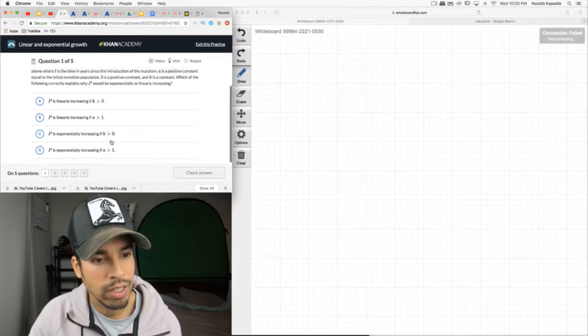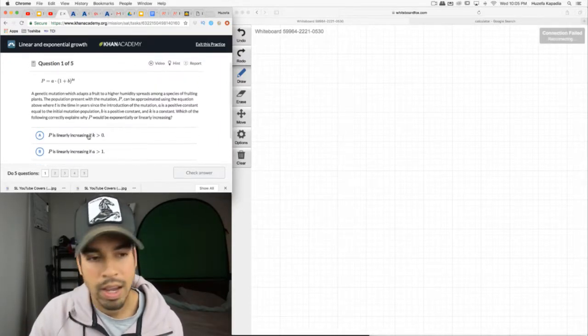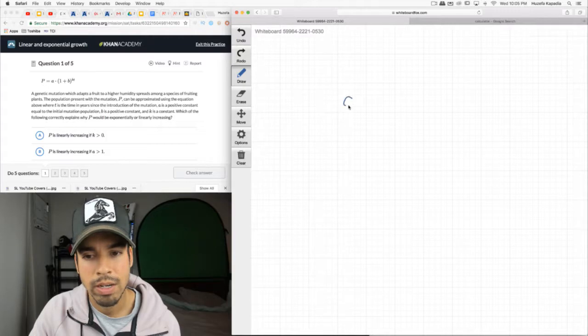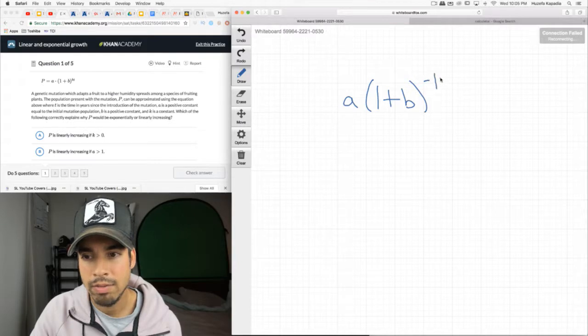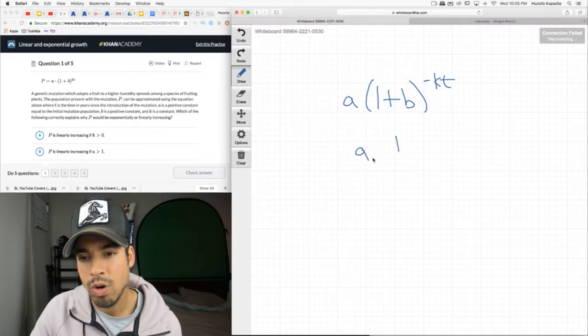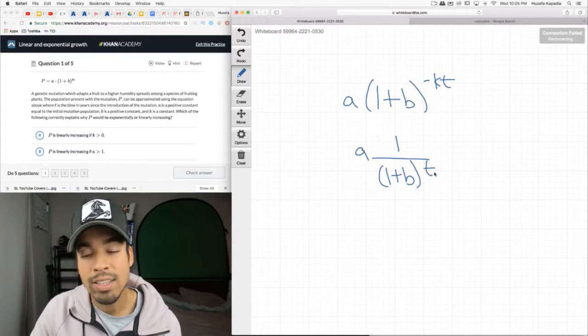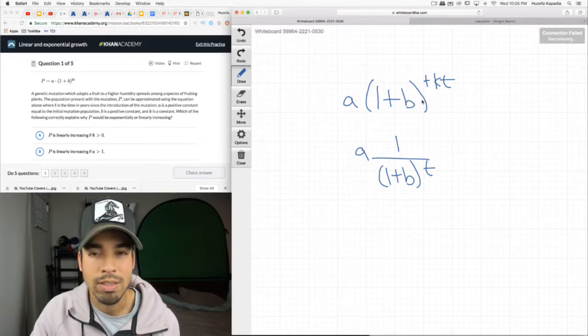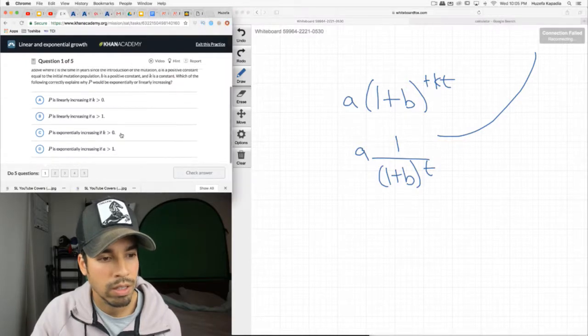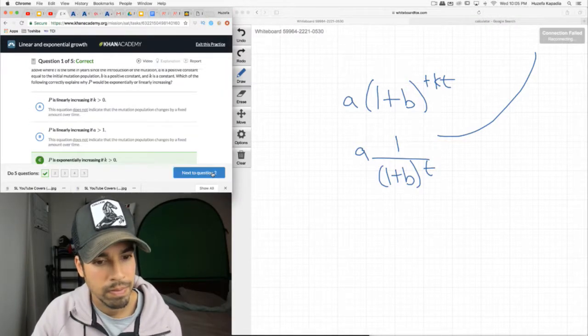P is exponentially increasing if K is greater than 0. Yeah. And this basically means that K is a constant, right? So basically if it's positive, or let's go the other route. If it's negative, okay, negative KT or something like that, really this would be like A times 1 over 1 plus B, whoops, to the T power. So then this would actually be decreasing. But if we know that this is positive, it's not like that, and it is going to be just a typical exponential function. It's going to increase, and it's going to increase exponentially. So I'm going with C. All right, cool.